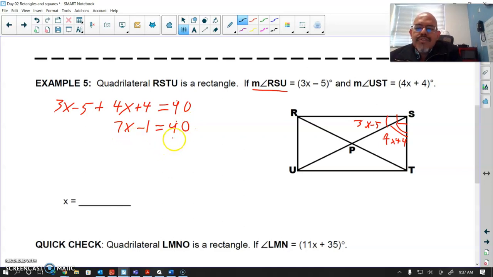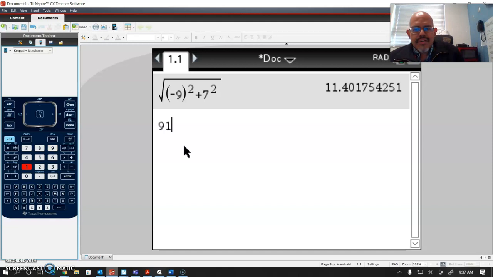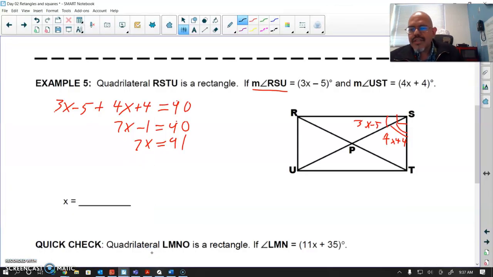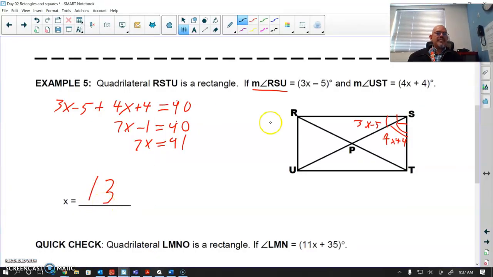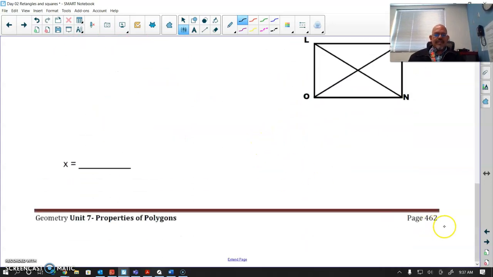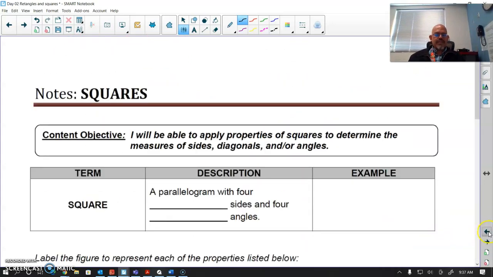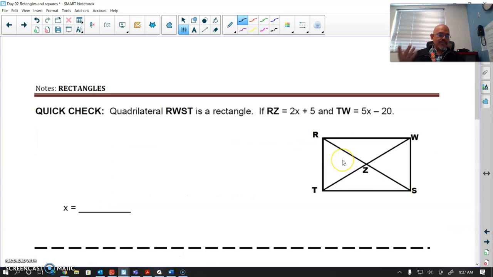Add 1 to both sides, so 91 is equal to 7x. Divide both sides by 7. So that's going to be 91 divided by 7. This might be a nice number, 13. Ooh, unlucky 13. All right, and that's it for that. That's the end of that story. Okay, so that's properties of rectangles. We'll talk about squares in the next video, and I'm going to post them both up.